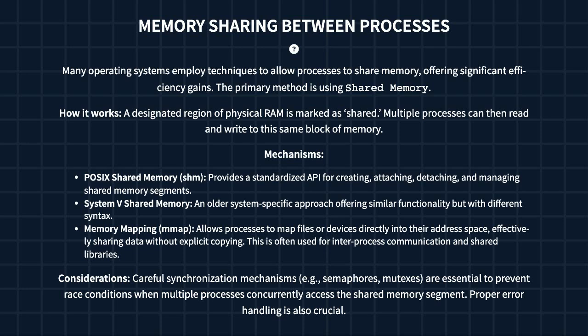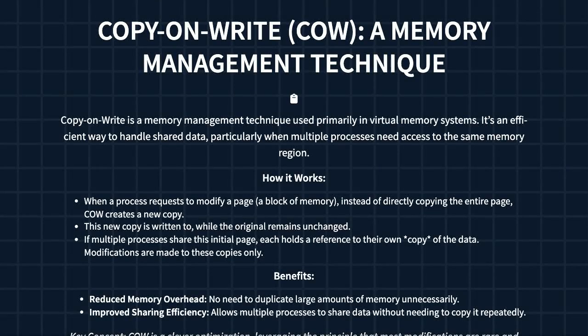There are different ways to set this up. POSIX shared memory is a standardized approach, and there's also an older system called systemd shared memory. Another really useful method is memory mapping. It's like giving each process a direct route into a file or device so they don't need to copy the data around.